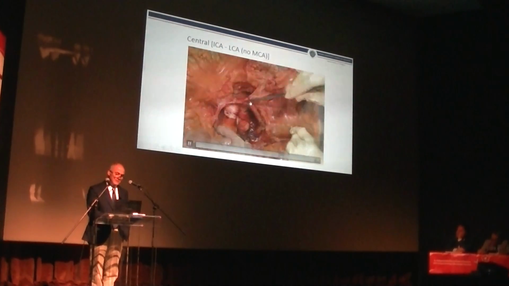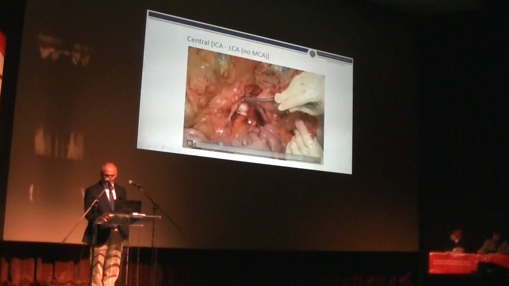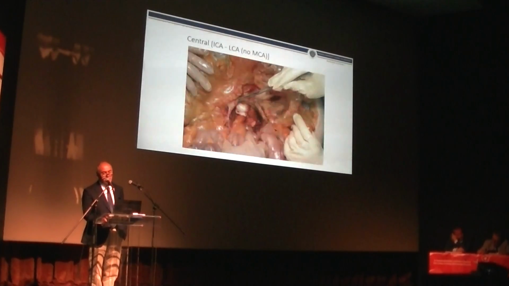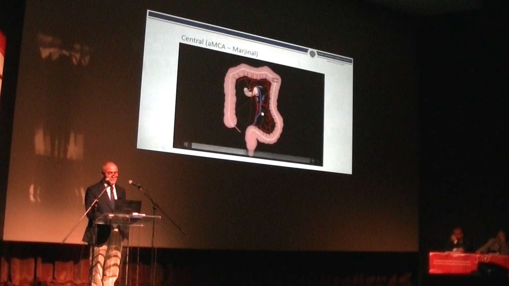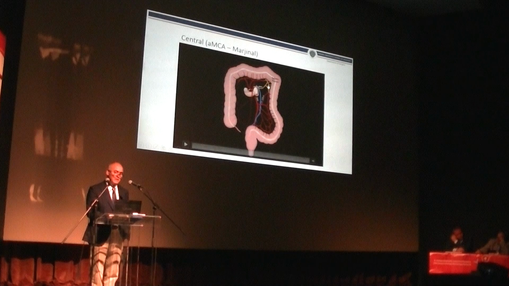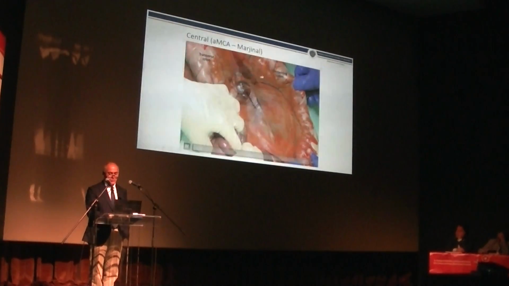This is just the inferior mesenteric vein and the artery. As you see, again, there's no middle colic artery there. And another one is the branches that supply directly to the marginal artery. This is the accessory middle colic artery, and it goes directly to the marginal artery.